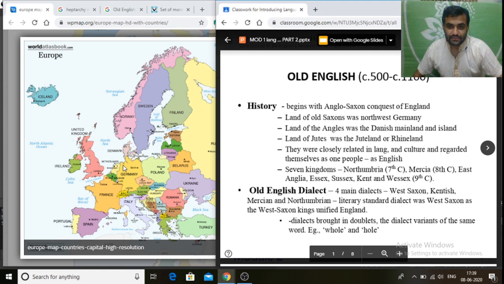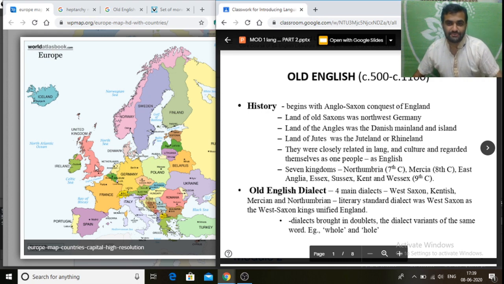The Saxons were from the northwest of Germany. The Angles were the people of the Danish mainland, that is Denmark. Yeah, that's this part. So the Angles came from this part of Europe. The Saxons came from West Germany, this part of Germany. And the Jutes came from the Rhineland, which is the southern part of Germany. So people who were living in Germany and Denmark, North Germany, Northwest Germany, Southwest Germany, and Denmark, they moved to England and occupied England.